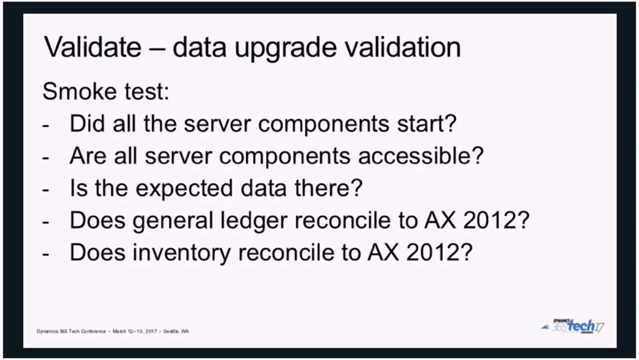So in general, before you even start validation by your functional users, you may want to ensure that your system is at least somehow functional. Is all the expected data there? Does the general ledger reconcile to the previous version? Does the inventory reconcile? Are all the components accessible? Do very basic validation to ensure that at least initially the upgrade was successful and you even have some data to validate by your functional users.